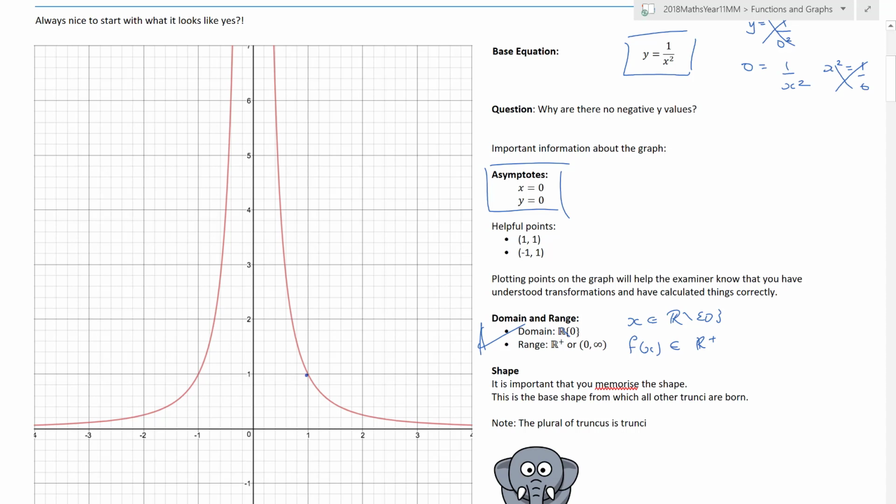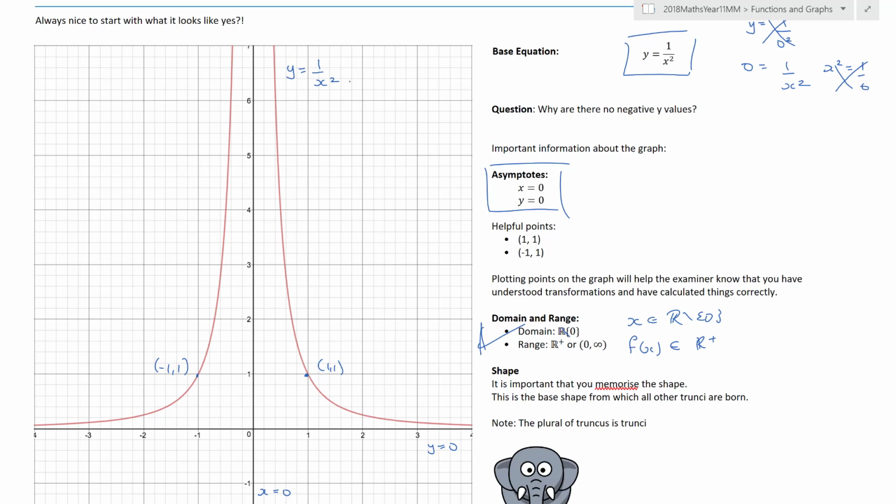Helpful points, yes, here we go. Here are my helpful points, 1, 1, and minus 1, 1. Really, really important to remember. Is my graph now awesome, and can I get hundreds of marks in an exam for this? Absolutely not. Why? Because I have not labeled my asymptotes. So I have an asymptote at x equals 0, I have an asymptote at y equals 0, and ideally I should write onto my function 1 over x squared. Are there any axis intercepts? There are not. And so, ladies and gentlemen, there is my base truncus.